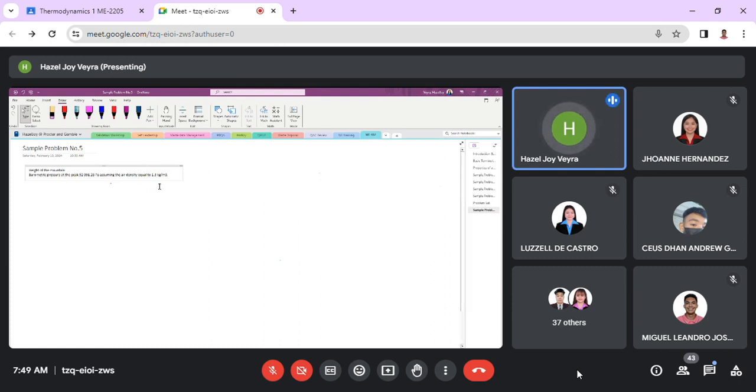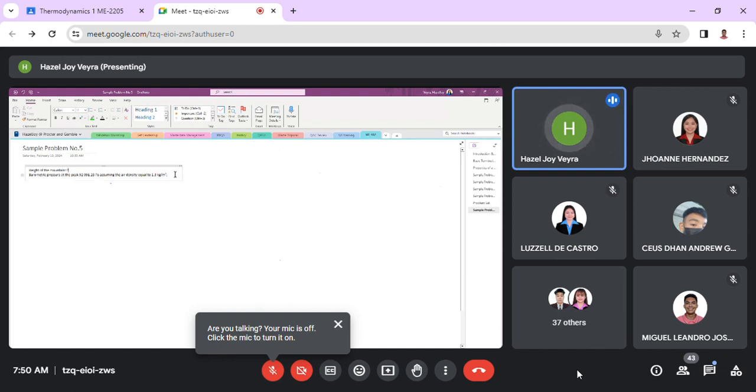So again, our problem is: calculate the height of a mountain above sea level if the barometric pressure at the peak is 92,091.28 pascals, assuming the air density equal to 1.3 kilogram per meter cube. So I'll give you 2 minutes. Try to answer this. And then after 2 minutes, we'll proceed with the solution.